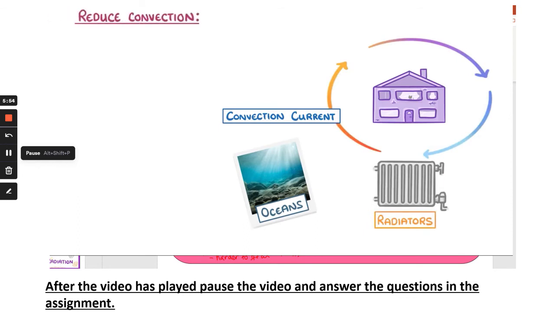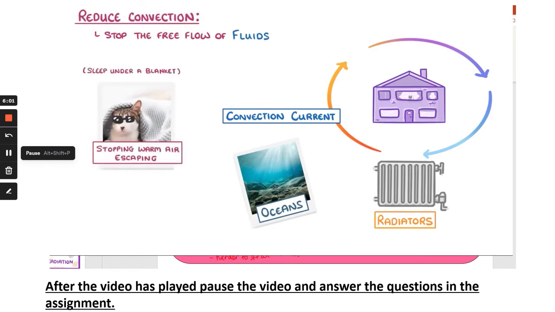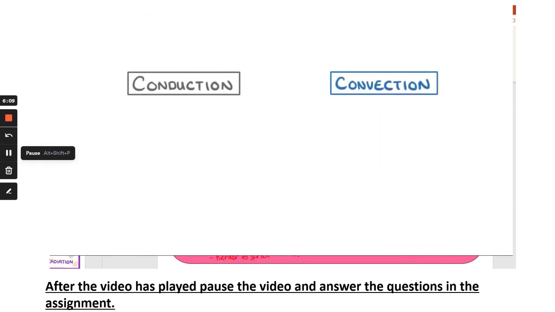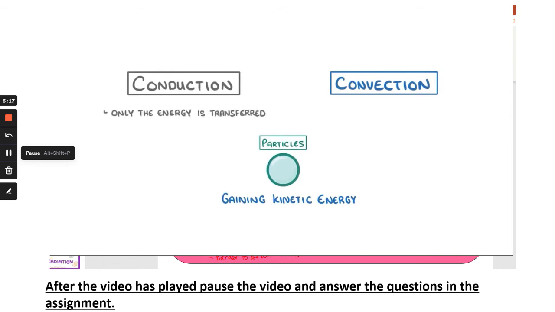On the other hand, to reduce convection, we need to stop the free flow of fluids, which is all we're doing when we sleep under a blanket at night, which is stopping the warm air from escaping. What conduction and convection have in common is that they both involve particles gaining kinetic energy. It's just that in conduction, only the energy is transferred between the different particles, whereas in convection, the particles themselves move.